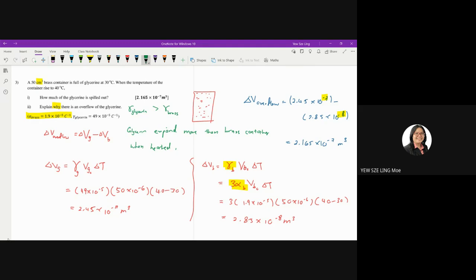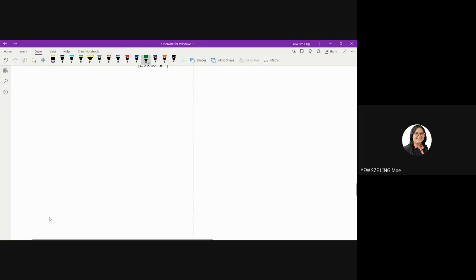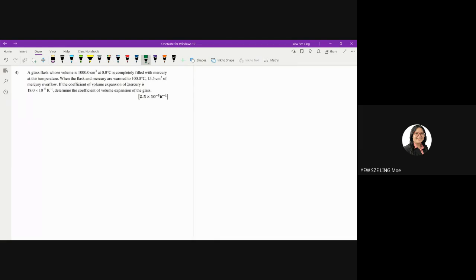All right, now let's look at the next question. We have 3 more questions. Let's see if we can finish it today. A glass flask whose volume is 1000 cm cube at 0 degrees C is completely filled with mercury at this temperature. When the flask and the mercury are warmed to 100 degrees C, 15.5 cm cube of the mercury overflows. If the coefficient of volume expansion of mercury is 18 times 10 to the power negative 5, determine the coefficient of volume expansion of the glass.